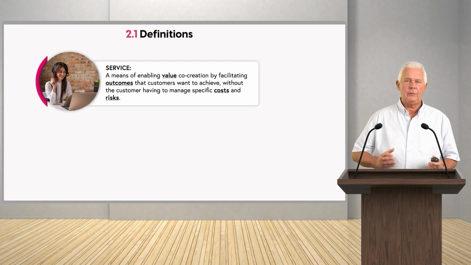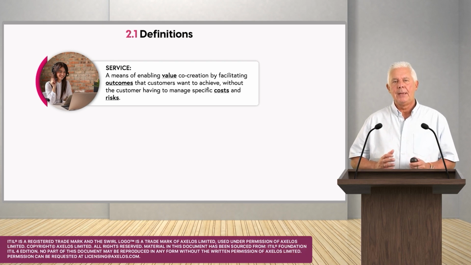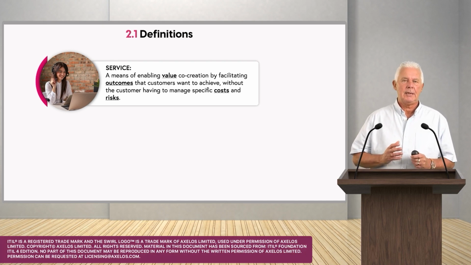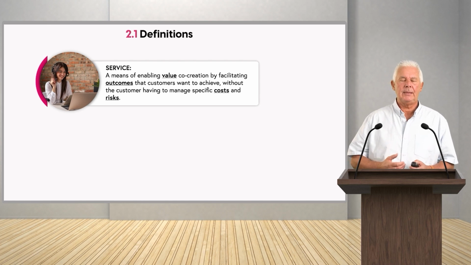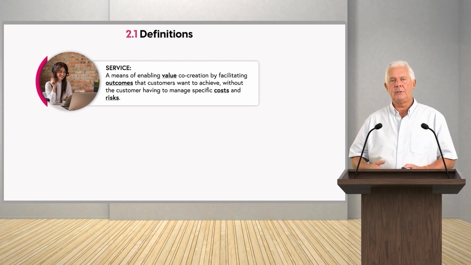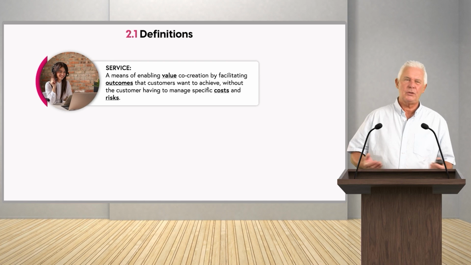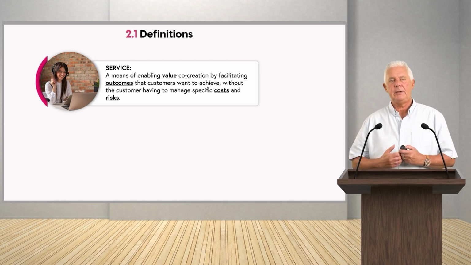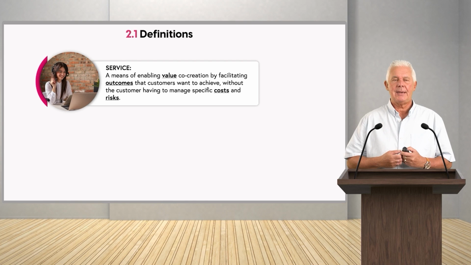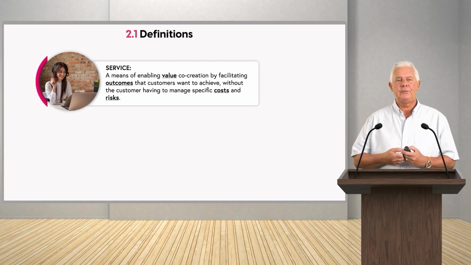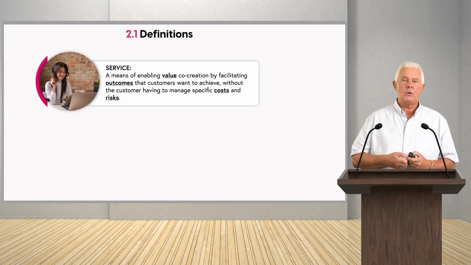Quite a mouthful there, but actually if we strip it down, and you can see that we've underlined the key words VOCR: value, outcomes, costs and risks. So a service is a means of enabling value. If a service doesn't create value, then why should somebody use it? If you think of an insurance organisation that uses IT services to run its insurance business, those IT services must create some form of value to allow them to do things which without it they either couldn't do or couldn't do as well.